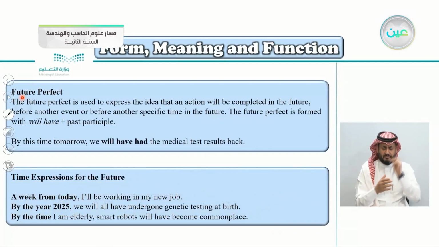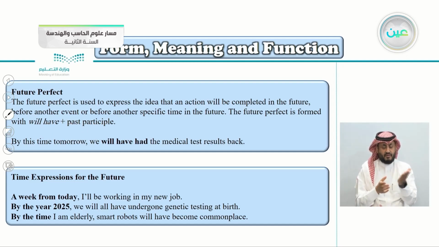So jumping on to the future perfect. Now we're leaving the progressive for the perfect. The future perfect is used to express the idea that an action will be completed in the future before another event or before another specific time in the future. The future perfect is formed with will have plus the past participle. Will have plus the past participle.